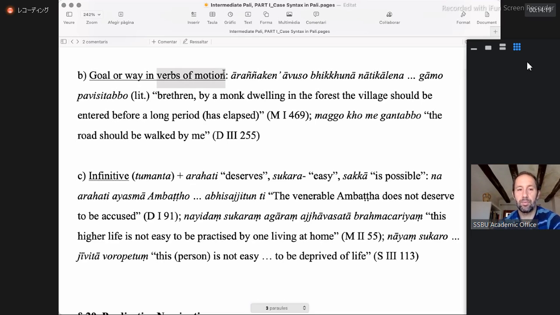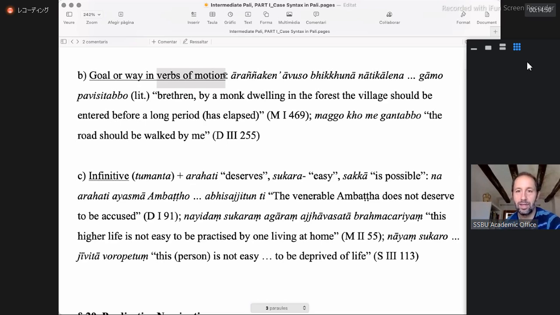Aham gamam gacchami. Then you can ask, how can you say gamam in the accusative, the dutiya vibhatti? Is that the object, the kamma of gacchami? In a way, yeah. In a way, it's the kamma, because it's the goal in this case. It's the object of my movement. It's the kind of object or objective or the destination, the final point of my movement.